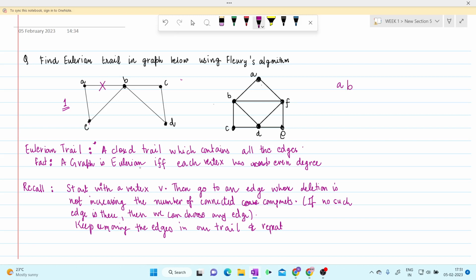Now we have removed this edge AB. The next edge we have to choose from B in such a manner that its deletion won't increase the number of connected components. First of all, we have three options: we can choose the edge BC, the edge BD, or the edge BE. So first of all, can we pick edge BE according to the algorithm?